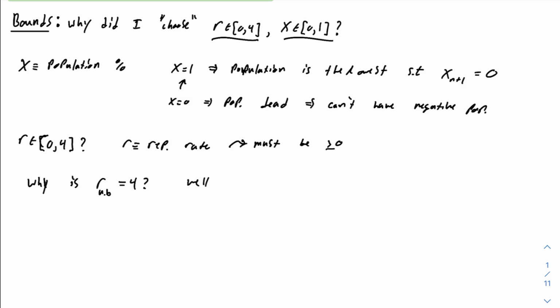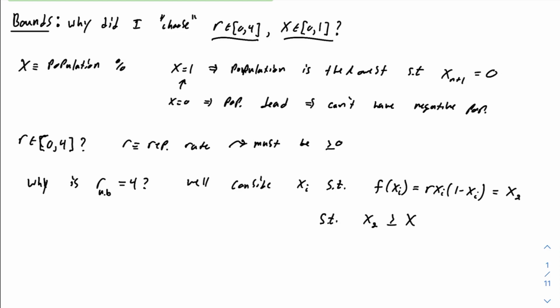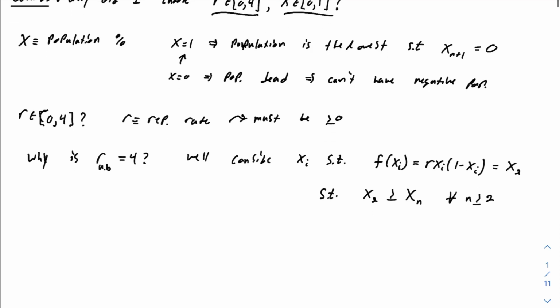Well, consider some initial population x_i that is also an ideal initial population. So x_i such that after one mapping, one application of the function to x_i, which is equal to r x_i (1 minus x_i), which is going to be defined as x_2, such that x_2 is greater than or equal to x_n for all n greater than or equal to 2. Basically it says that this second iteration, after my ideal starting point, is for sure going to be the highest.